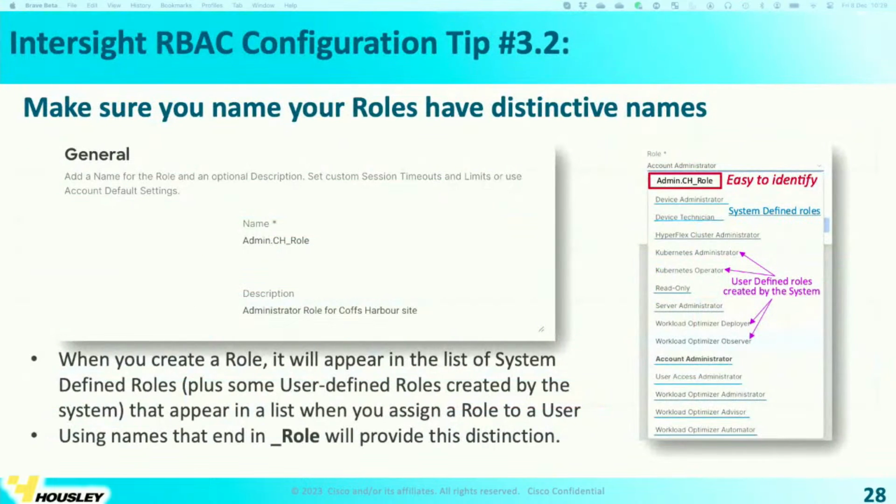So when you create these roles, you're going to see them in a list. They're going to be listed up there with all of the system-based ones. So my advice here is to give them some sort of distinctive name. My convention is I always end with underscore role. Okay, so that's how I handle that. Easy to identify because it's got the underscore role when I'm trying to assign this to a user.